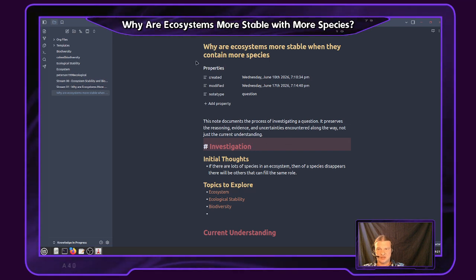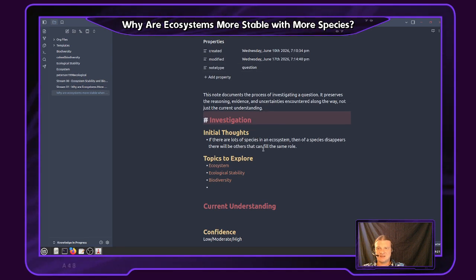So our question here, why are ecosystems more stable when they contain more species, is something that we are beginning to investigate. We had an initial thought here. It's always good to figure out what your starting position is. Where are you beginning your work? In this case, if there are a lot of species in an ecosystem, then if a species disappears, there will be others that can fill the same role. That was my initial hypothesis, and then we're going to start looking at different sources.